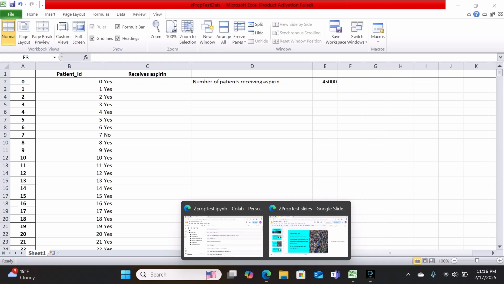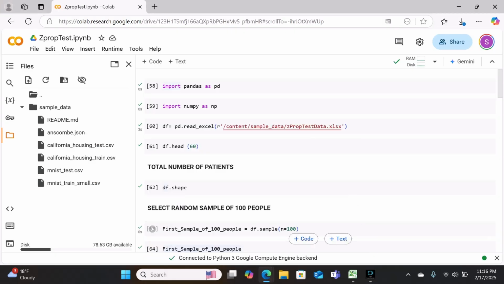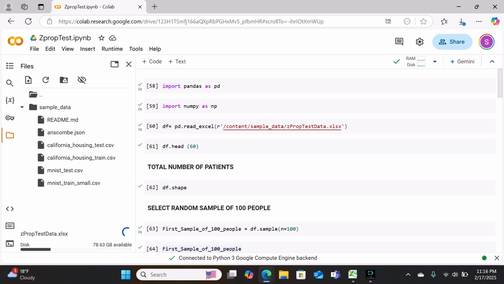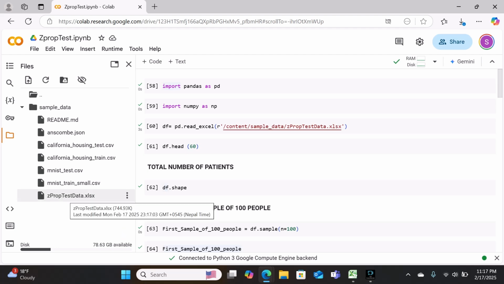Now let's go to Google Colab and first update the data here. So we will upload the data. I have just shown it in Excel here. The data will be uploaded here in a few minutes. It is uploaded here as z-test data. Now I'll have to read this data in a coding cell here.